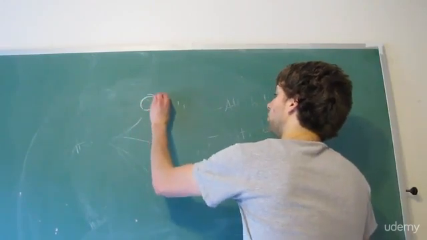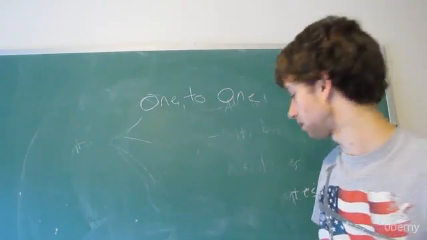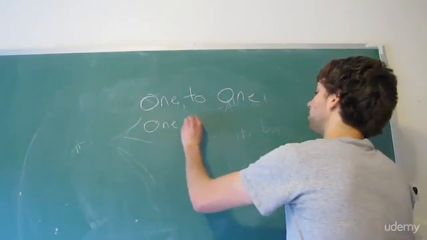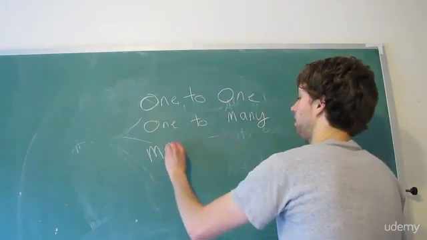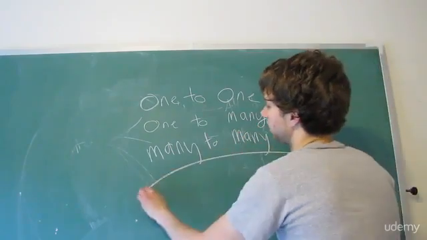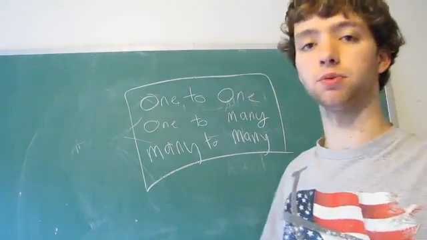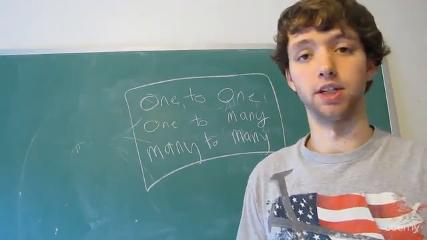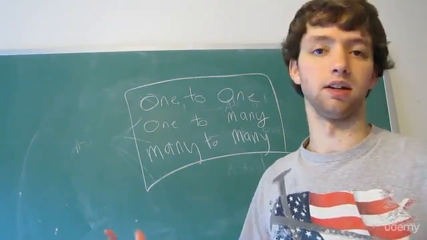So one to one. That is a type of relationship. There are two other ones: one to many and many to many. Here are our three types of relationships, and we will be talking about each one of these individually in the next three videos. So hopefully you are interested in seeing those. This is when we really get started with actually designing databases.